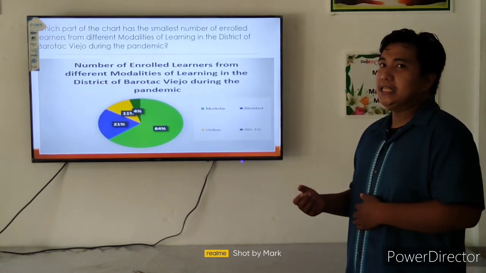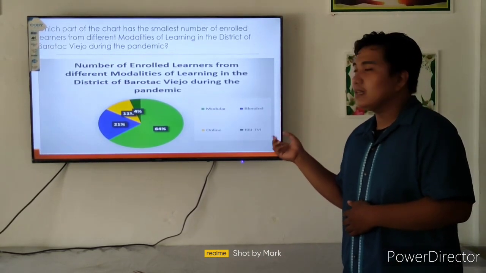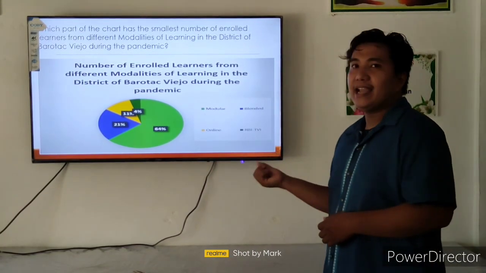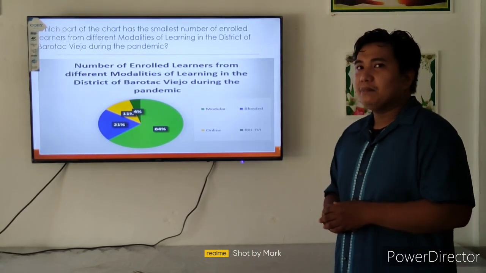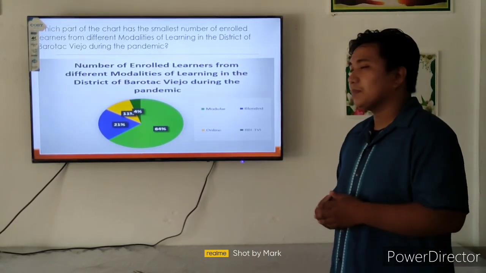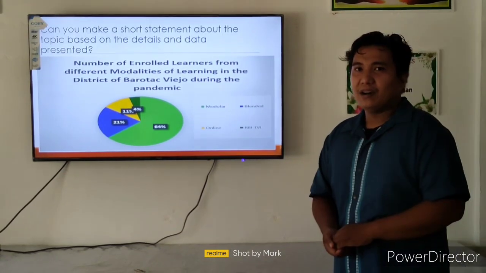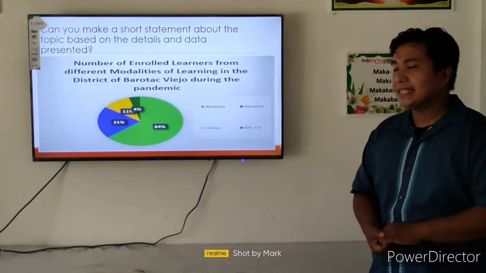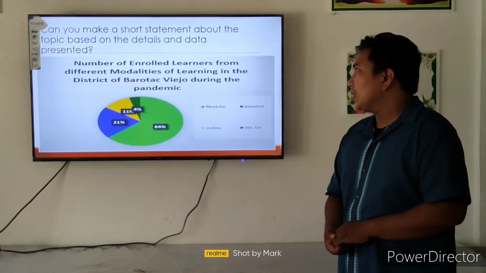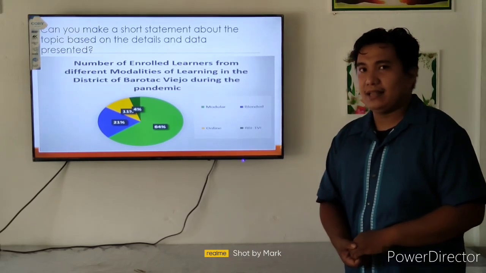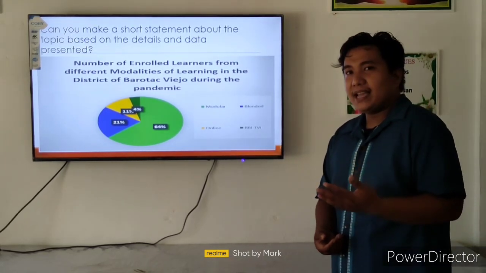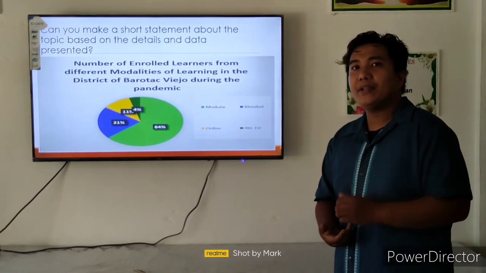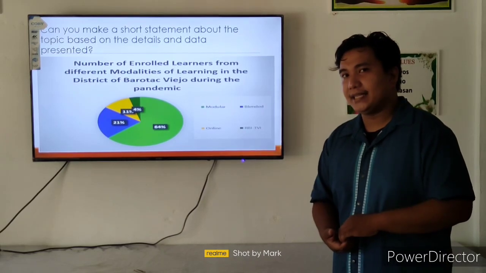As you can see, under the question there is a chart in which learners have to identify the answers. They have to analyze and make their own conclusions about what is presented in the chart. Another question is, can you make a short statement about the topic based on the details and data presented? The learners will be able to make a short statement. Here, we have to make a linear text out of the nonlinear text. Later we are going to discuss linear and nonlinear text.